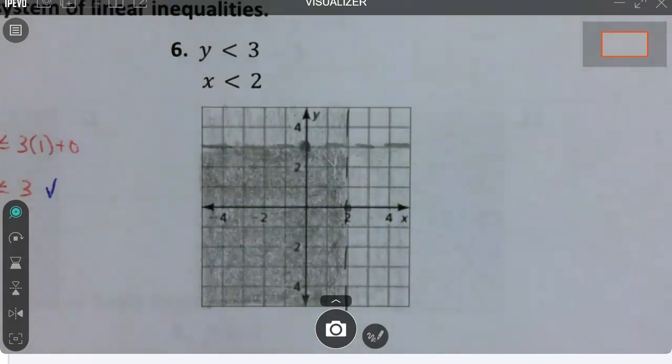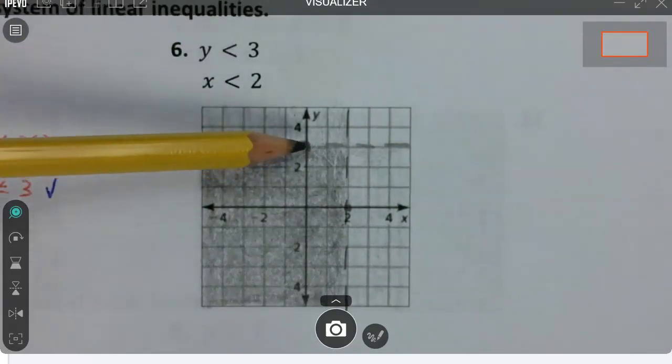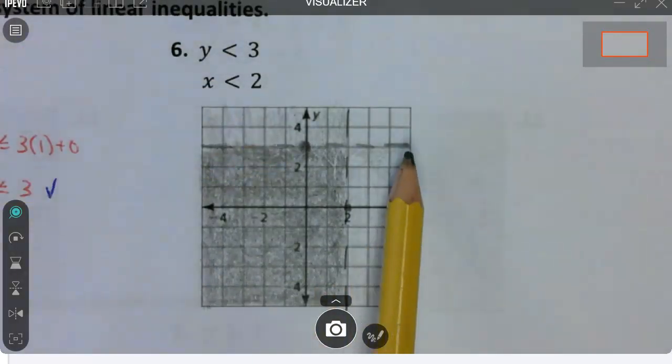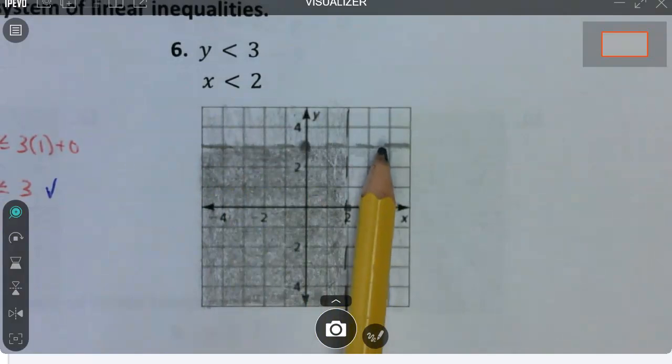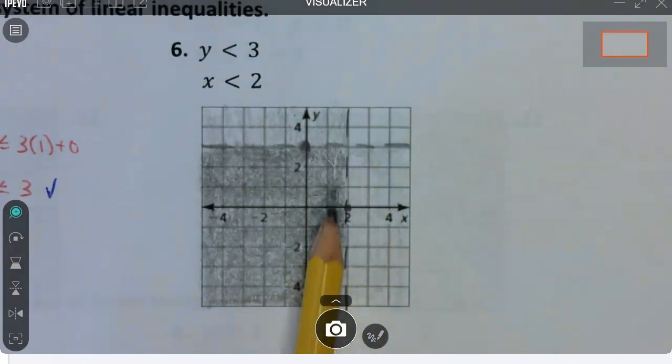All right, I wanted to show you one that I completed in pencil. So y is less than 3. That means a y-intercept at 3, and that was a horizontal dashed line, and I shaded everything below it, and I shaded it very lightly.